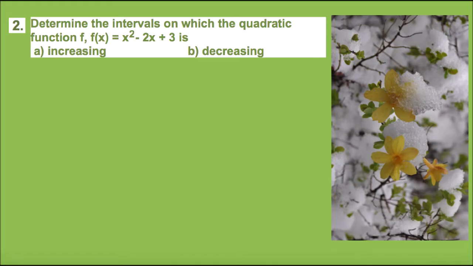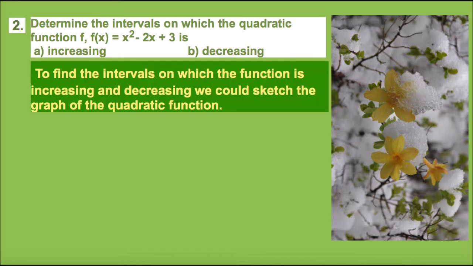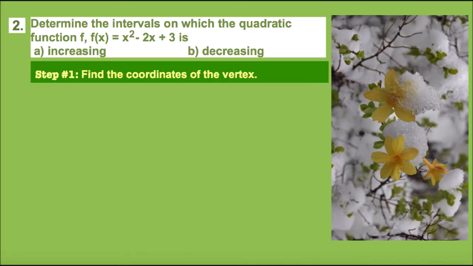Determine the intervals on which the quadratic function f of x equals x squared minus 2x plus 3 is a) increasing and b) decreasing. To find the intervals on which the function is increasing and decreasing, we could sketch the graph of the quadratic function.